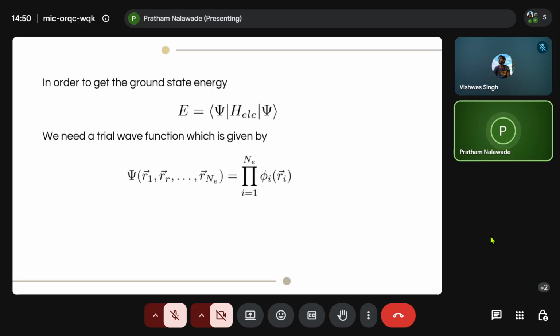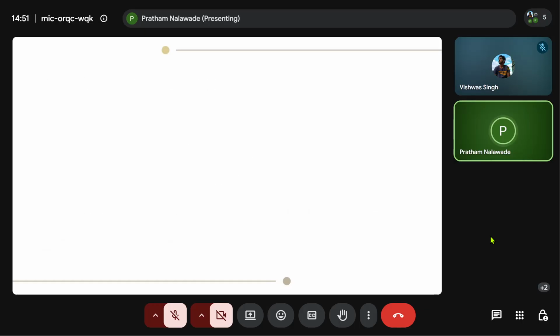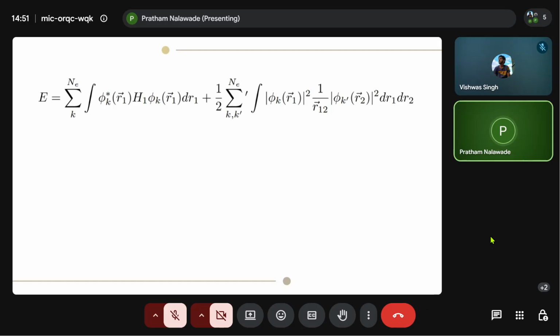So if I use this as my total wave function and then do the variational principle, this is the energy I get. This is without spin. There is no spin here. So there are two terms here. The first term, the H1 which I have written. What is the H1 here? H1 contains the kinetic term and the interaction term between the electron and the nucleus.